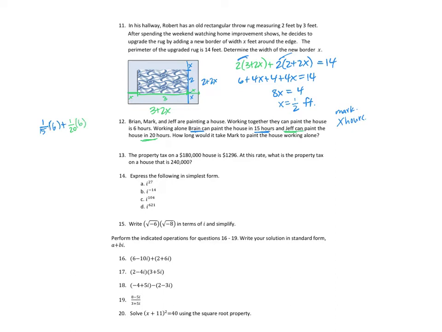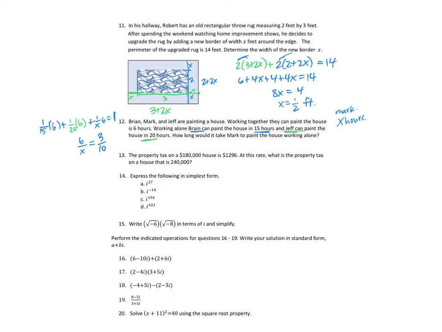And then Mark is going to paint 1/x of the house for 6 hours, and that should total up to 1 whole house. And so all we need to do is solve for x here. So I'm going to get 6 over x is equal to, if I subtract all of that stuff over, 1 minus 6/15 minus 6/20, and that gives me 3/10.